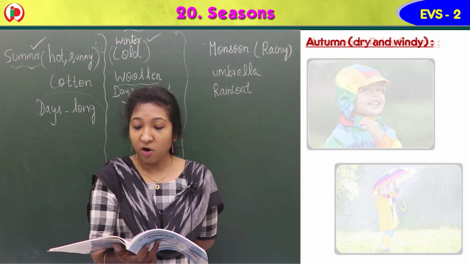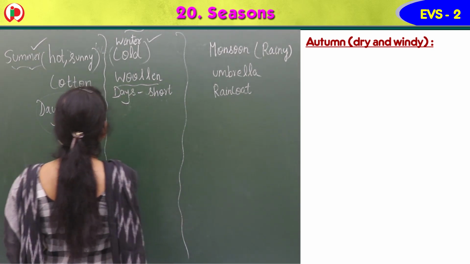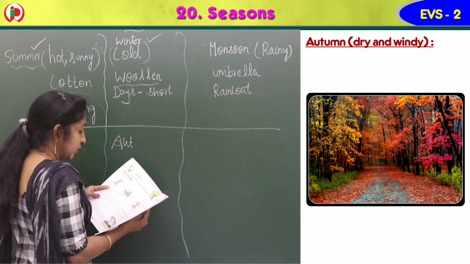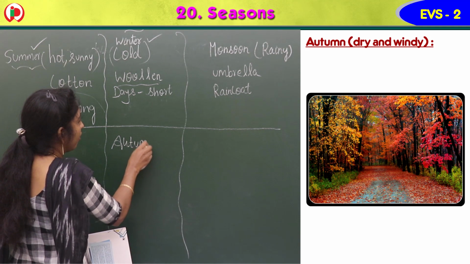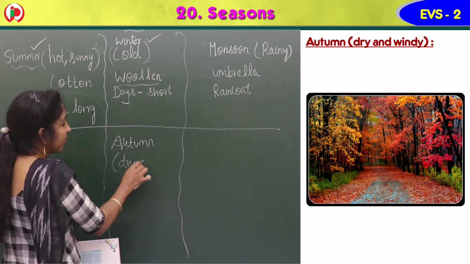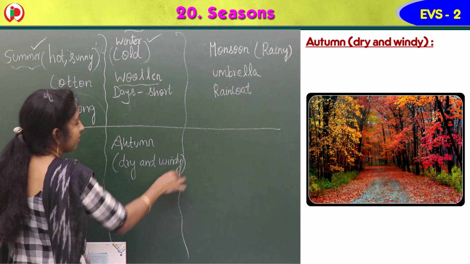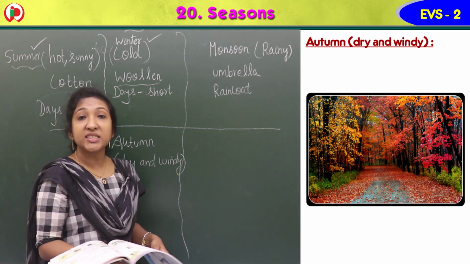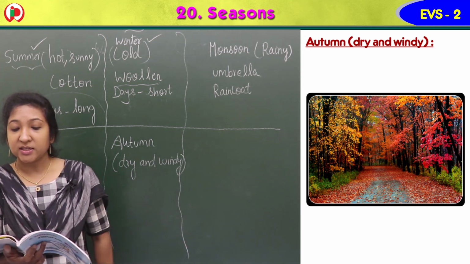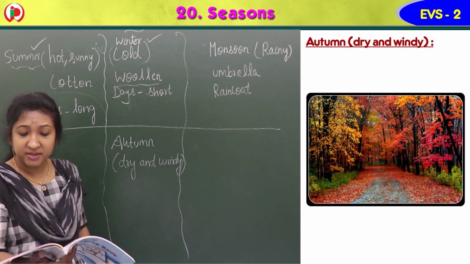Next, autumn, dry and windy. Autumn season. A-U-T-U-M-N. Autumn. Autumn season means dry and windy. Autumn comes just before winter. So before the winter season, autumn comes.